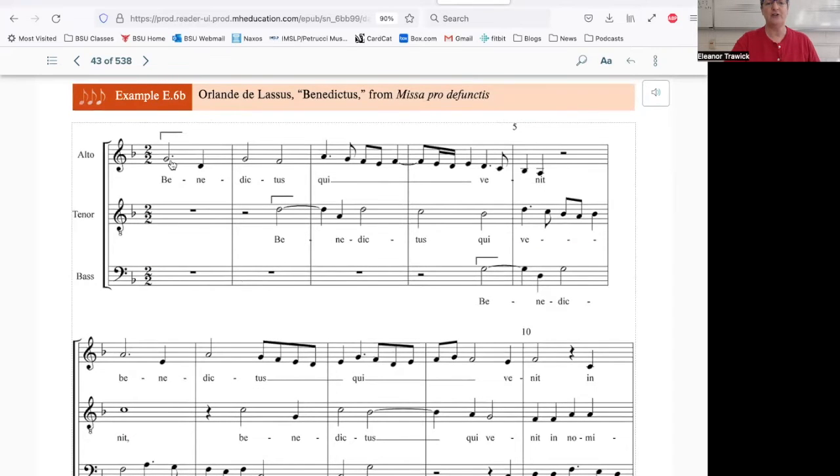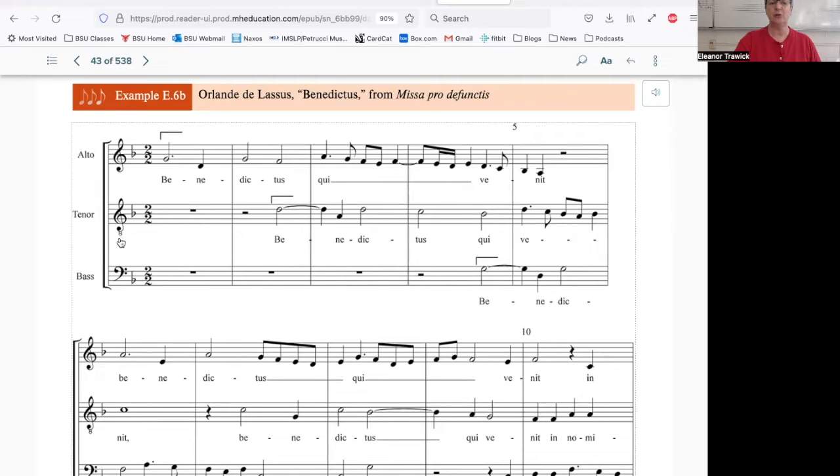The alto voice starts us off and sings "Benedictus qui," and so on. Then a little bit later, the tenor comes in and sings the same thing, a perfect fourth lower. Notice the clef that the tenor is using. He's singing using a different kind of tenor clef.